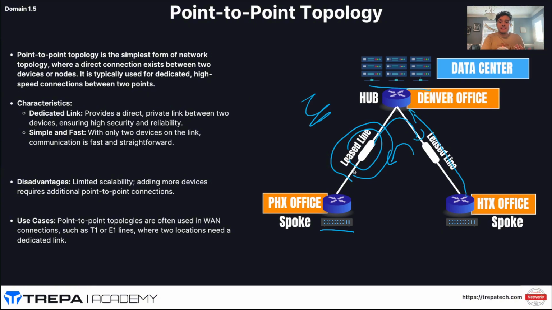They're a dedicated link, simple and fast. In and of themselves, if I just lease a T1 line, from the perspective of this Phoenix office, it's really simple. If I have no other ISP connection, the hub is my way out, so I'm just going to do a default route straight out to that leased line, straight out to that point-to-point network.